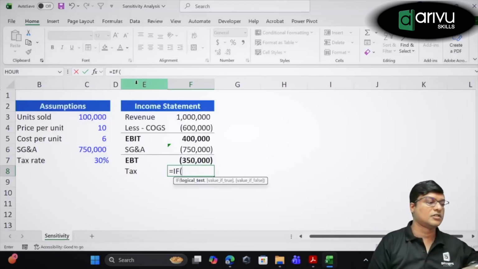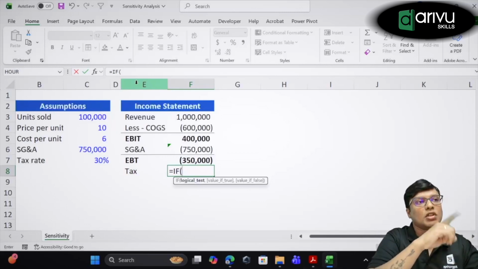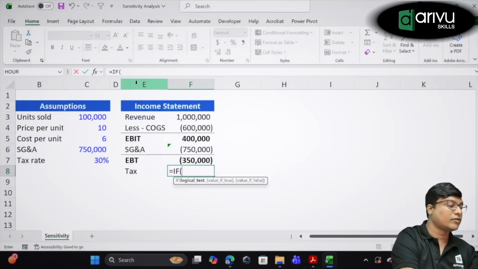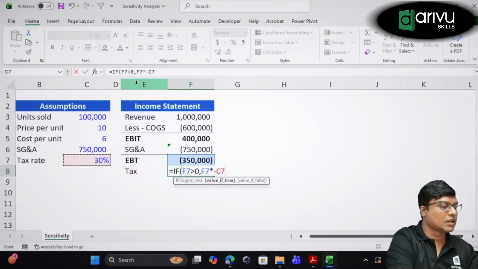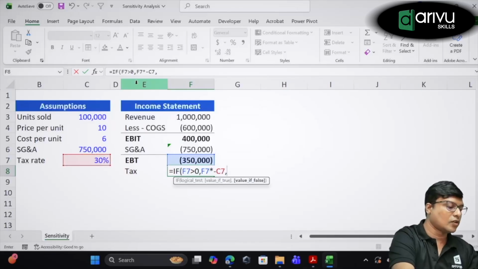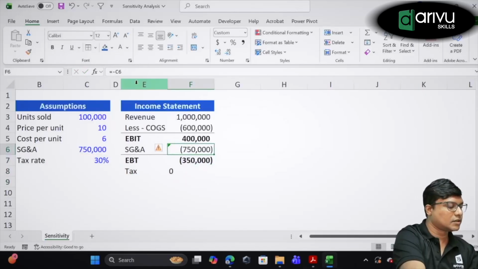Now here in the current scenario, there are no profits earned and it is losses. If there are losses, it should not calculate any taxes. So use the if condition to calculate the taxes. If the EBT value is greater than 0, then select the above EBT value, use the minus sign and select the tax rate. Value if false, enter 0 in double inverted commas, and close the parenthesis.